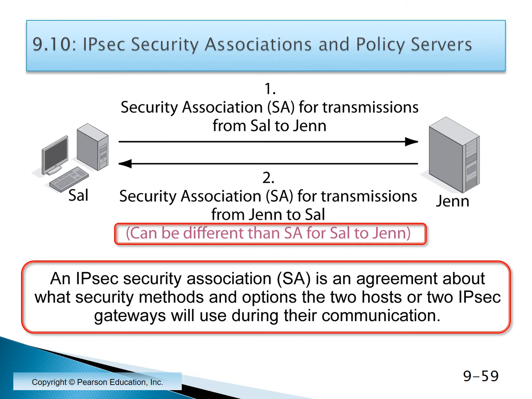For example, in this diagram, we have two hosts, Sal and Jen. First, Sal will send to Jen the Security Association for transmission. And then in the second step, Jen will also send to Sal what security association should be used. This security association for transmission can be different from the one here. So you can have two different ways of sending messages, when you are sending a message in the two different directions.